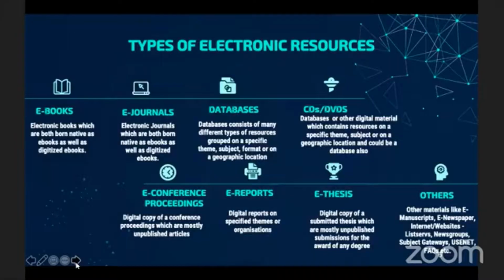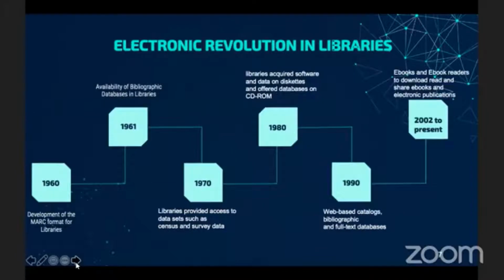When we look at different types of electronic resources, we can say ebooks, e-journals, databases, CDs, DVDs, e-conference proceedings, the list goes on and on and on. Anything connected with electronic becomes electronic resources. Now, the electronic revolution in libraries started with the development of the MARC format in the early 1960s. This was followed by the availability of bibliographic databases in the libraries by the end of 1961, almost in the beginning of 1962 also.